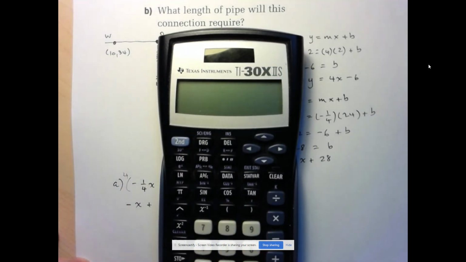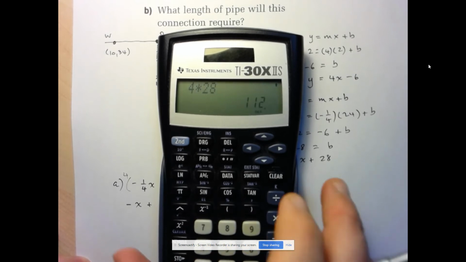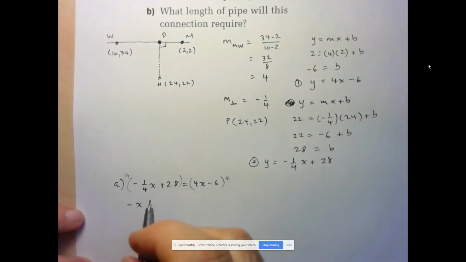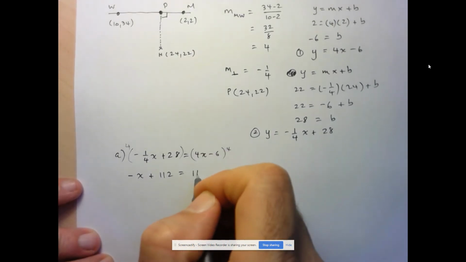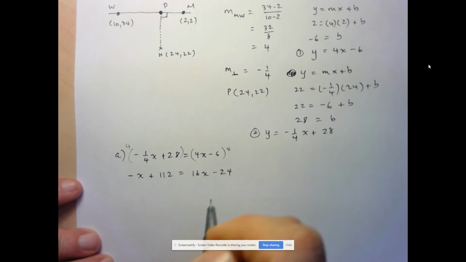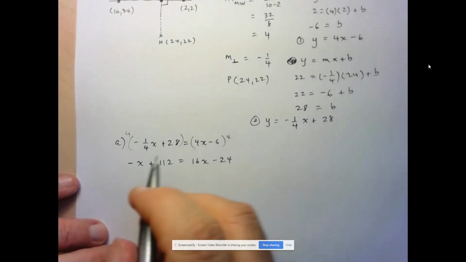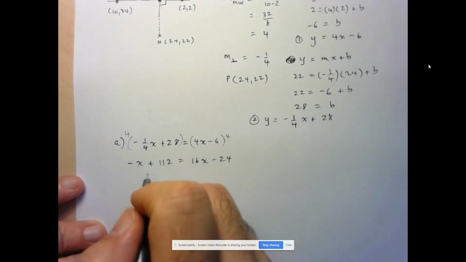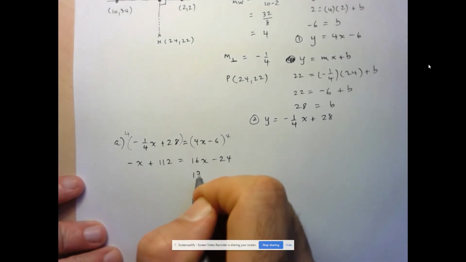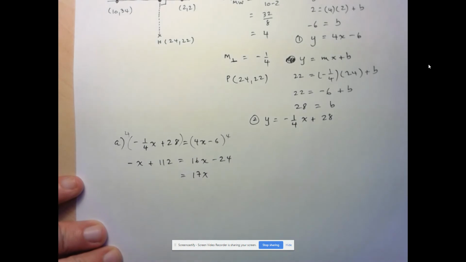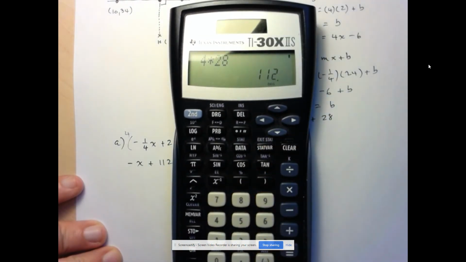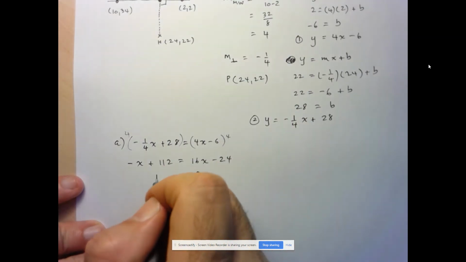but you know what, because I don't want to take a chance, 4 times 28, yeah, 112. Not a bad idea to check. Equals, so 4 times 4 is 16x minus 24. All right, so I'll bring the x's to this side here to keep everything positive. So 16x plus x is 17x. And here, this is going to be 112 plus 24. I already have the 112 on the calculator, so plus 24 is 136.